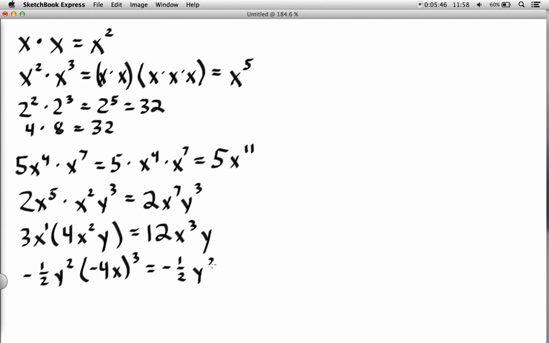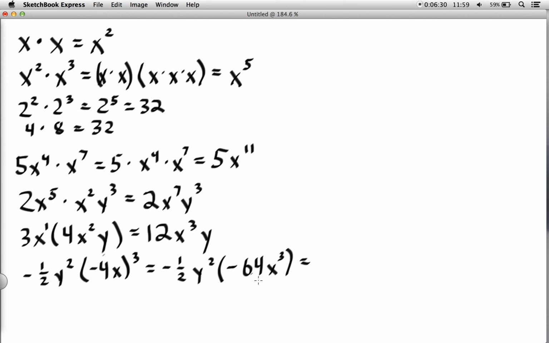So we're just going to keep that -1/2 y squared on the outside. So what we're going to do is cube these two terms individually. So first we have -4 cubed. Well, 4 cubed is 64. And now, with negatives, remember a negative times a negative is a positive. So a positive times a negative, again, will go back to negative. So we have -64. We multiply the x to the third power, and we get x cubed.